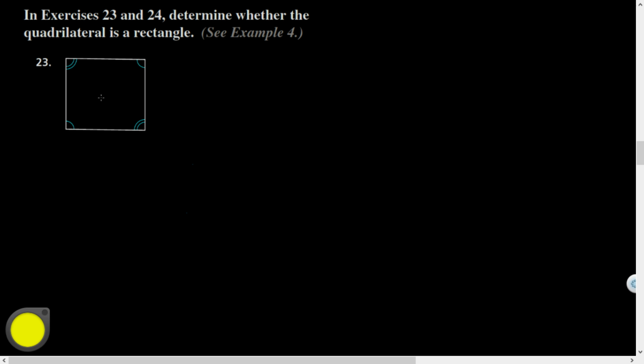Well, let me ask you this. So it is a quad. Is it a parallelogram? Yes. You guys can give me verbal responses if you want, but I'm fine with a thumbs up. It is a parallelogram because opposite angles are congruent. I don't know whether or not consecutive angles are supplementary. So it is a parallelogram.